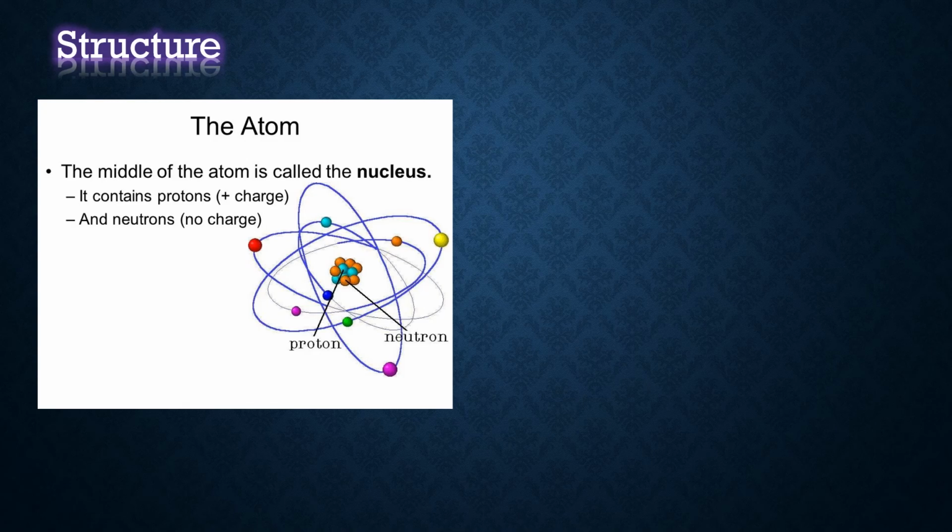Like that, our atoms also have a perfect and definite structure. So how is this definite structure arranged? The middle of the atom is called the nucleus. Take an amoeba: an amoeba is a single-celled organism, and in the center of the amoeba we have a nucleus. Like that, the atom has a nucleus.